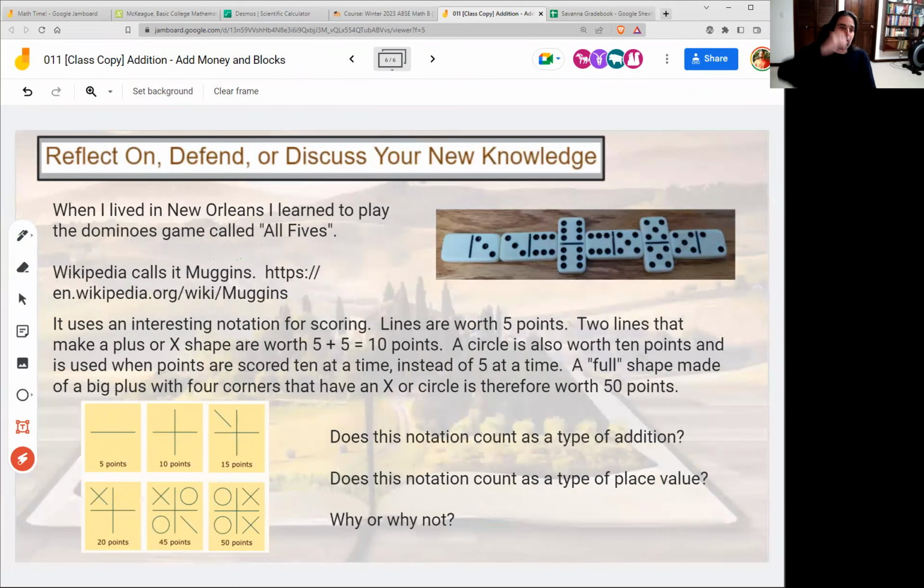And then for your thing to think about, I used to live in Nolans, as they called it, all one syllable. And in Nolans, you learned to play a domino game called All Fives, although people just called it dominoes. Wikipedia calls it muggins, and there is the link.